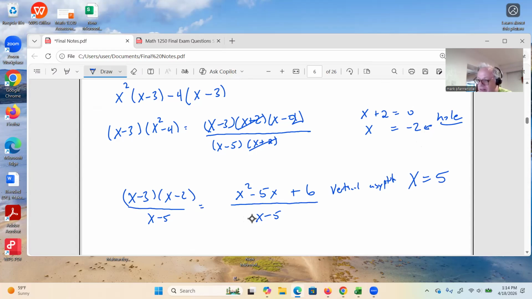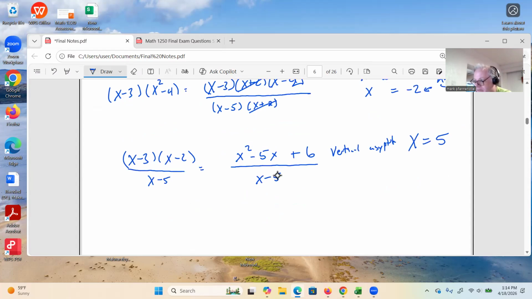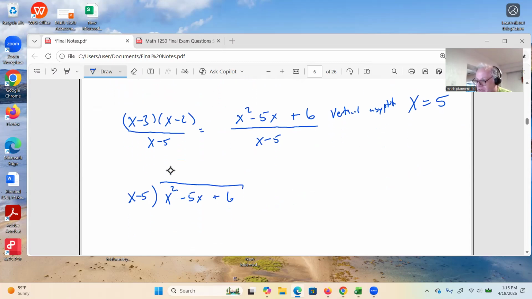Now I have to inspect the degree of the top and the degree of the bottom. The degree of the top is 2. The degree of the bottom is 1. The top is 1 bigger than the degree of the bottom, which means we have to do polynomial division, everybody's favorite thing, in order to figure out my oblique asymptote. We have x minus 5 going into x squared minus 5x plus 6. The first thing I'm going to do is say we have an x, not x squared, just x. And we're going to multiply this through.